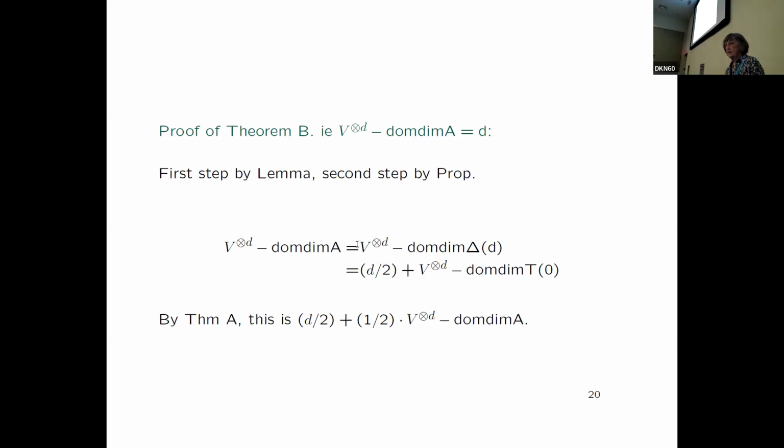Okay, so the lemma, the first reduction, and then you use the proposition, you write it like that. Then you use theorem A, and theorem A says that the dominant dimension of V tensor D, T0, is half of the dimension of A. And so you have an identity. Dimension of A is D half plus a half dimension of A. And now you bring one term to the other side, and then you get the answer. Right. Okay, right. So then this gives the answer.